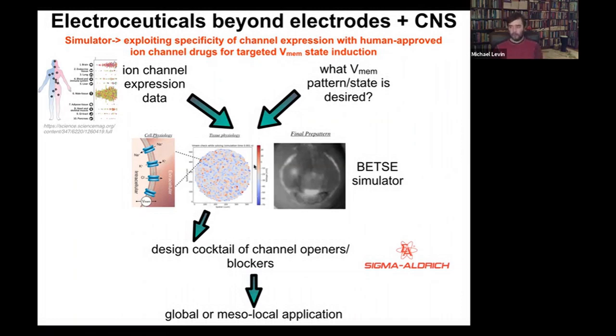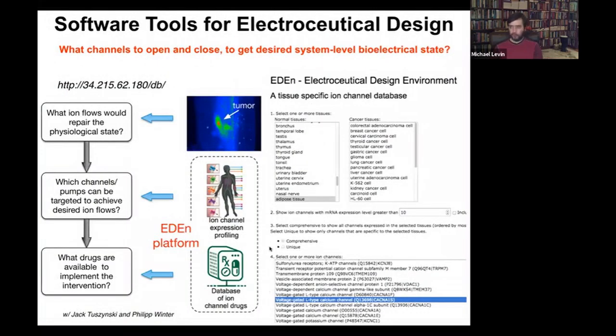Then we have this computational simulation engine, which is able to say, if you want to go from the incorrect pattern to the correct pattern, which of these channels would you have to open and close? Okay, and that tells you immediately what cocktail of ion channel drugs you would need to use. And so we've developed this pipeline. You can play with it here and choose your tissue and so on.